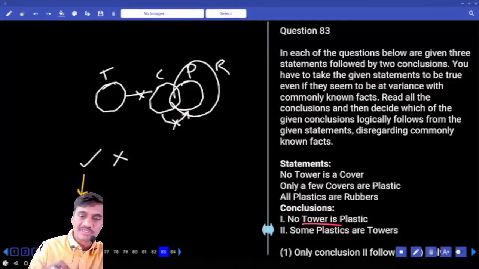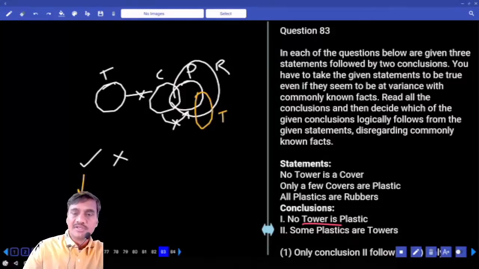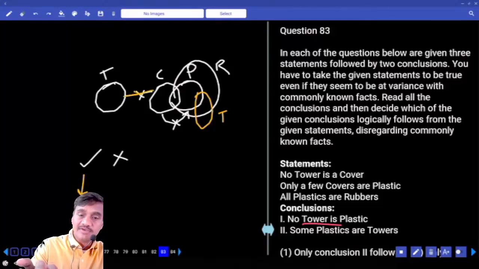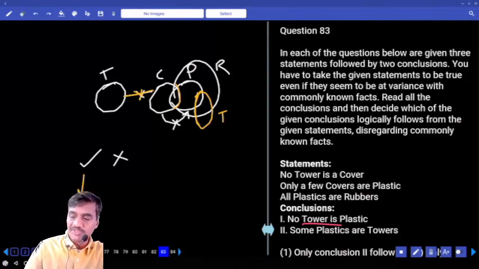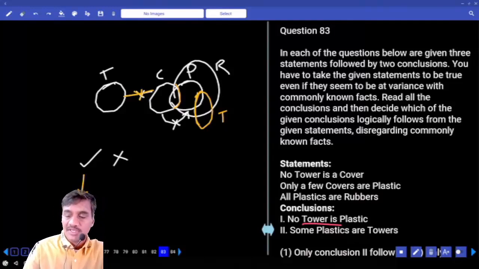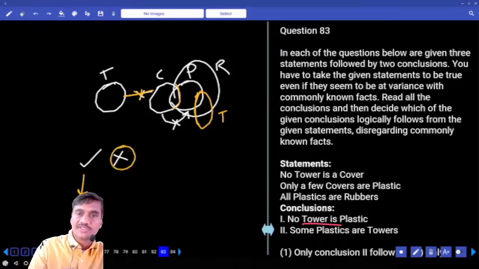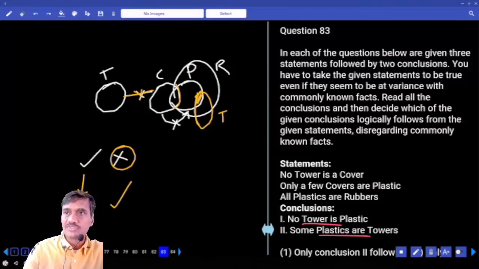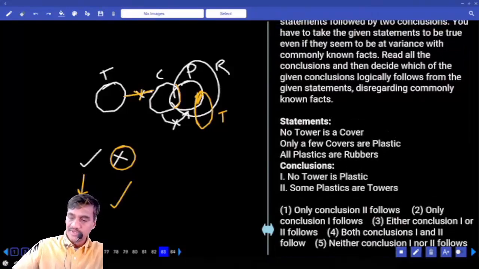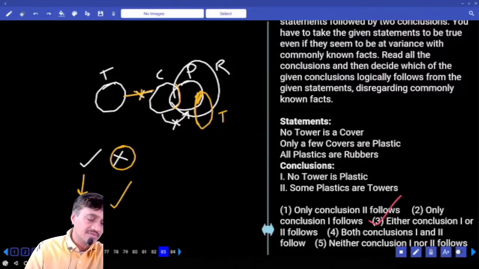Some towers are plastic. Tower and plastic should be intersected. Now tell me whether I can write tower like this or not. Tower cannot be intersected with a cover, and without intersecting with this cover, I can write my tower like this. By doing so, what happens here? I have proven some towers are plastic is true, no tower is plastic is false. And at the same time, the conclusion that was false in the basic diagram, some plastic are towers, has become true now. When the first one is true, second is false; second is true, first is false. So what is your answer? Either 1 or 2, choice 3, question number 83.